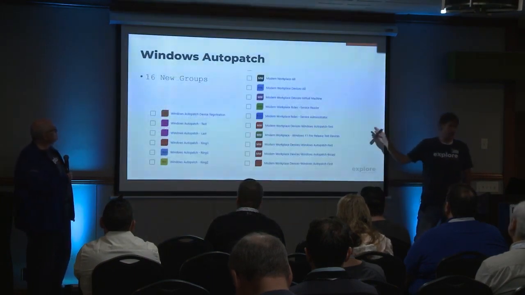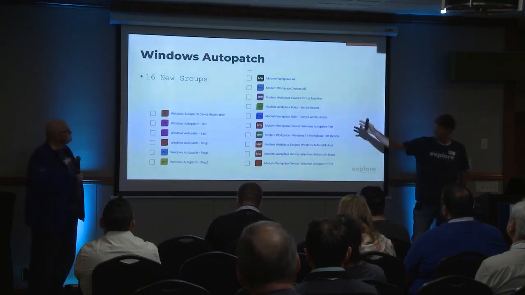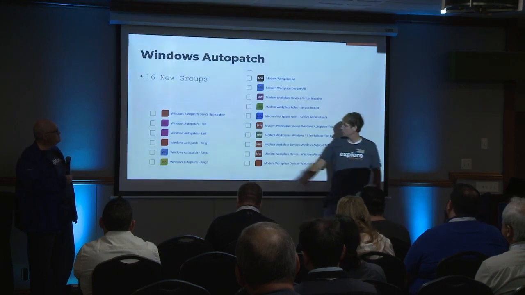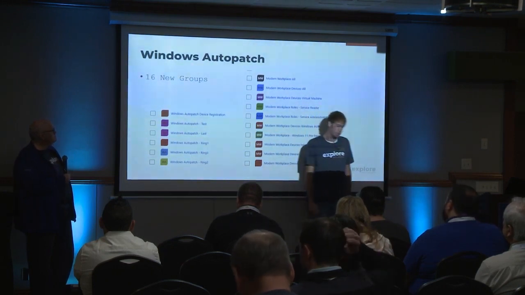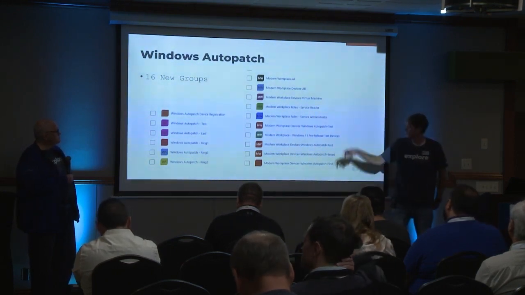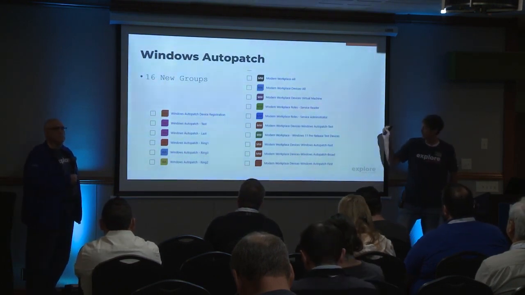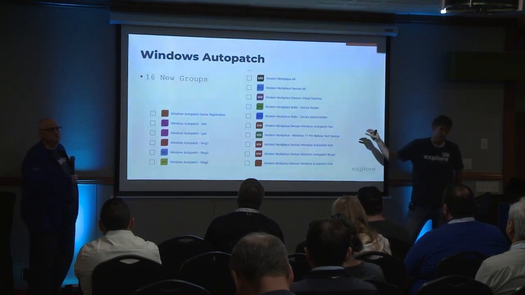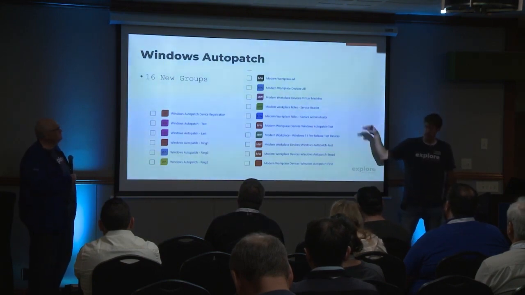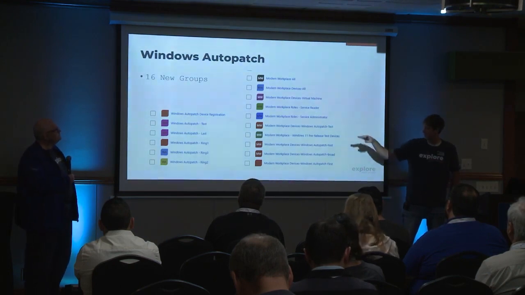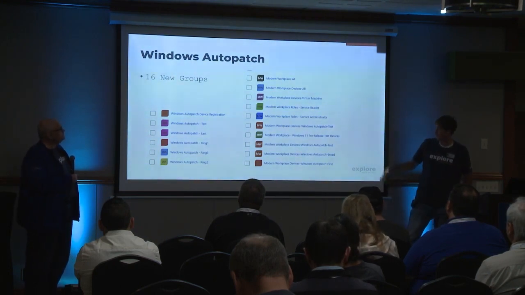And it's also going to add 16 new groups. So some of these are device groups, some of these are role groups. The only one that we really need to be concerned with is the device registration group. So what we need to do is actually get our Windows devices in that registration group, and then the Autopatch service will dynamically divvy out those devices into the ring groups and the feature update groups.